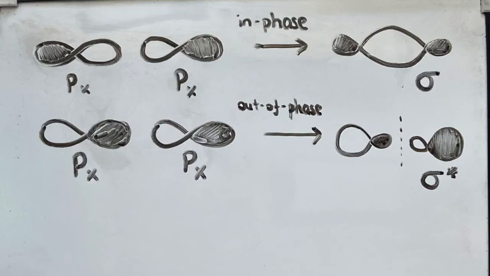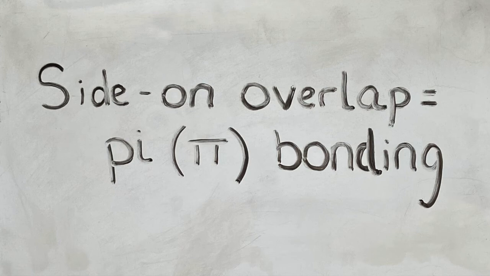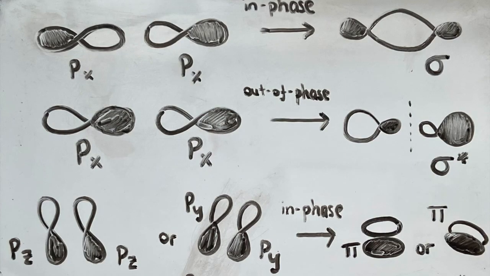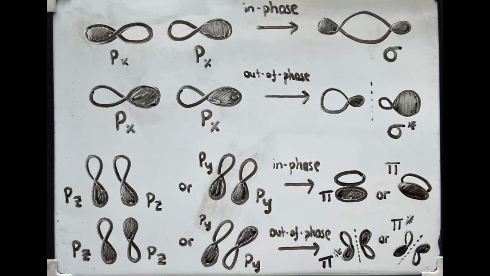The px orbitals can combine in phase to produce a sigma bonding molecular orbital, or out of phase to produce a sigma star antibonding molecular orbital. Py and pz orbitals, on the other hand, combine in a side-on fashion in what we call pi bonding. This is important to understand for alkene and alkyne compounds, which will be discussed in future videos. An in-phase combination produces a pi bonding molecular orbital, while an out-of-phase combination produces a pi star antibonding molecular orbital.